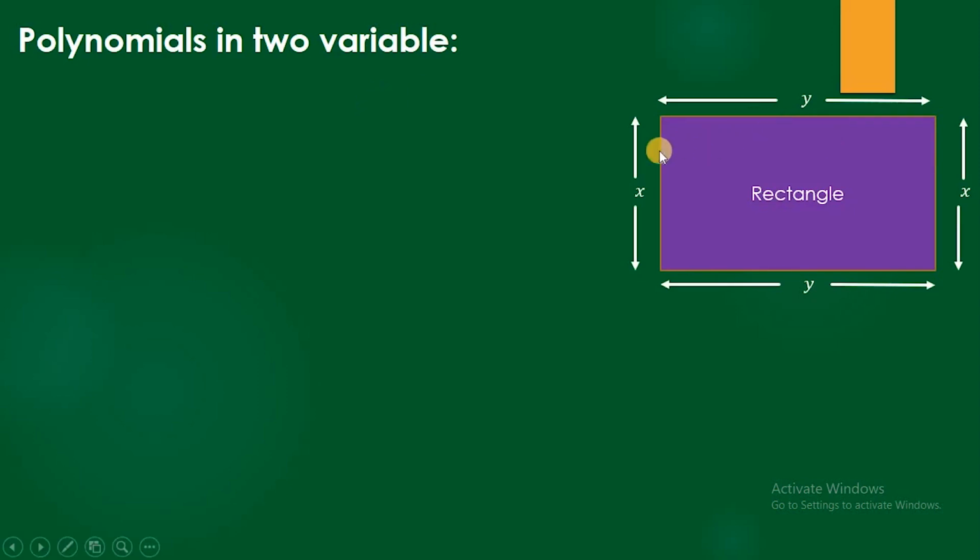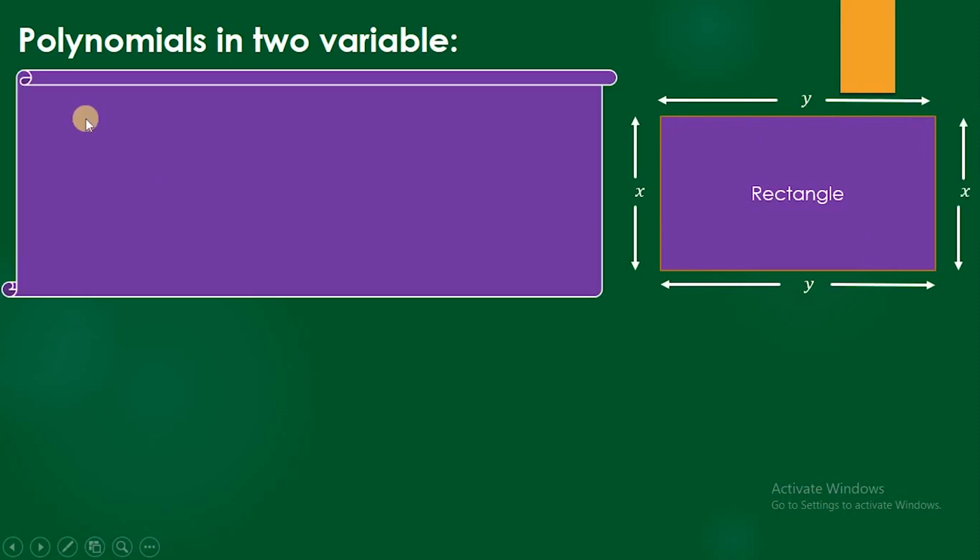Now let's take the example of a rectangle, and find the area and the perimeter of the rectangle. We have length, which is equal to y unit, and the breadth, which is equal to x unit. So we'll find the area of the rectangle. The formula is length into breadth, so instead of length, I'll write y, and instead of breadth, we'll write x. So y into x is xy or yx.